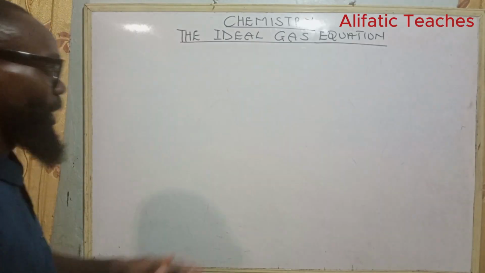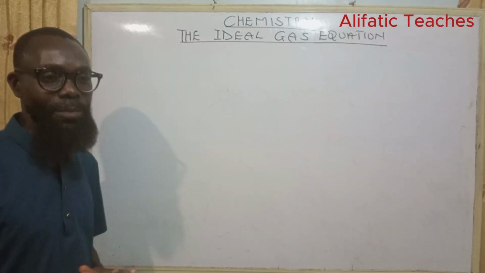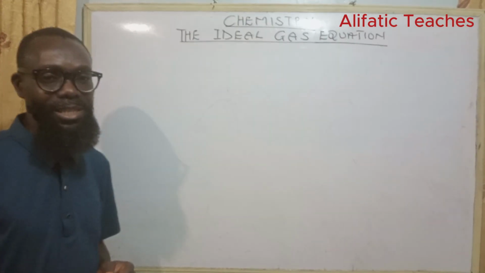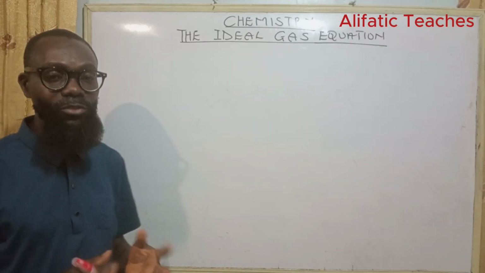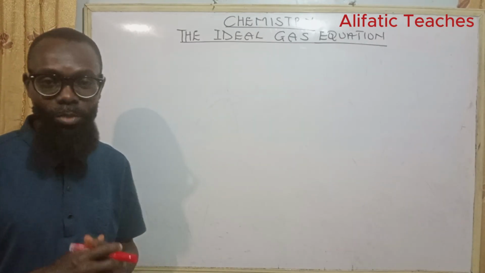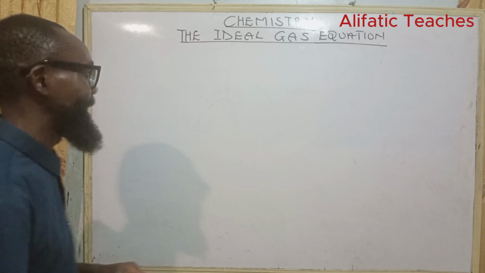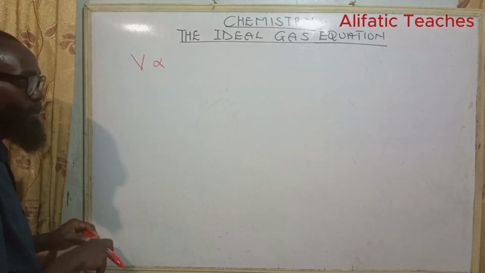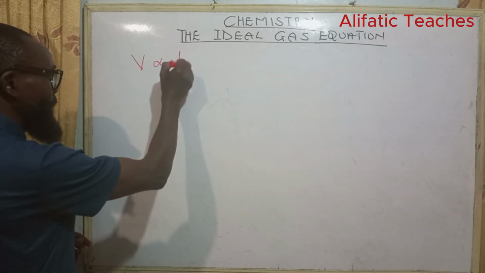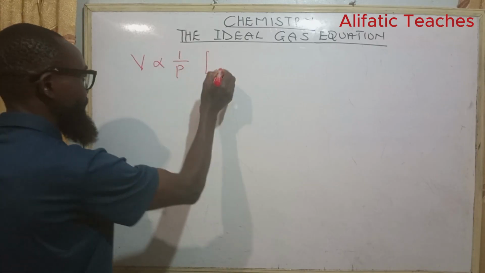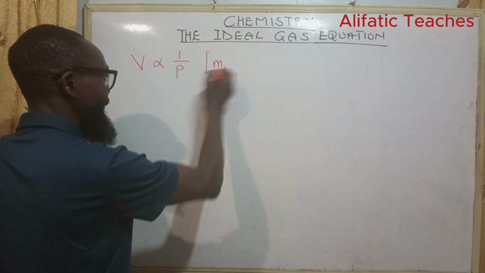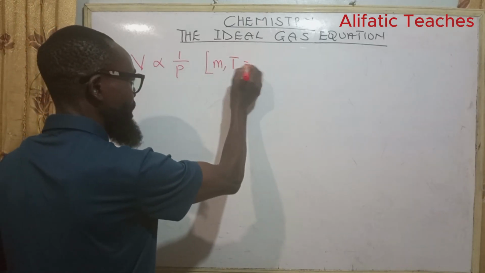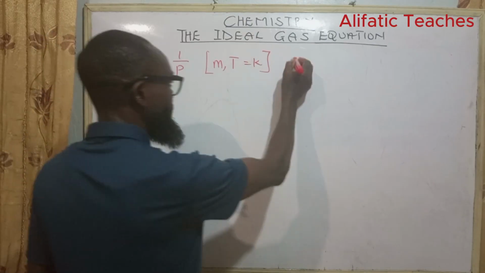Now, what does Boyle's law state? Boyle's law states that at a constant temperature, the volume of a given mass of gas is inversely proportional to the pressure. That is, volume is inversely proportional to pressure, V ∝ 1/P. At this point, the mass of the gas and the temperature remain constant. So this is Boyle's law.